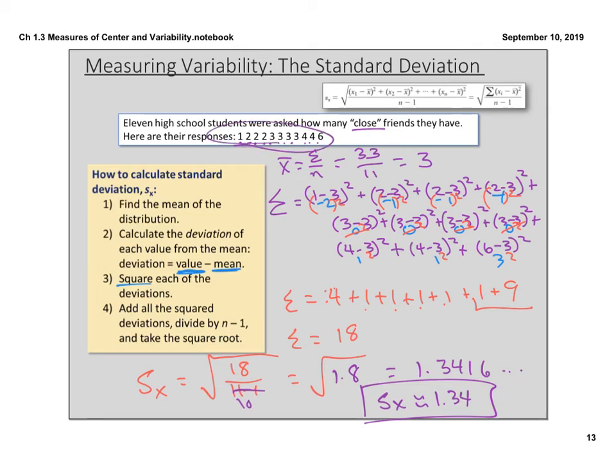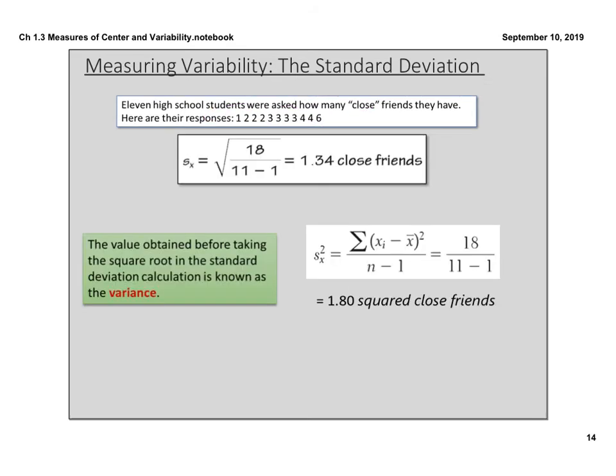Okay. All right, so that's calculating the standard deviation by hand. Now, typically, there's your variance: 1.8 squared close friends, and then you take the square root of it, and 1.34 is your standard deviation.